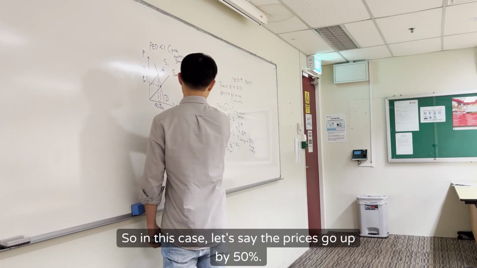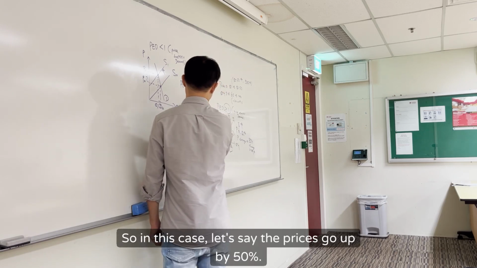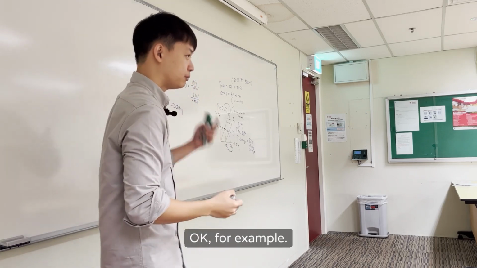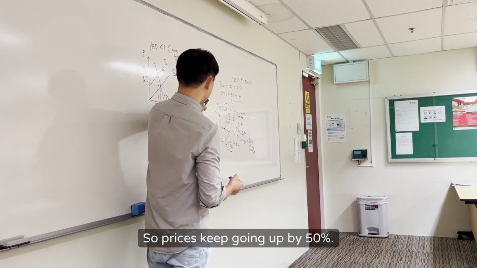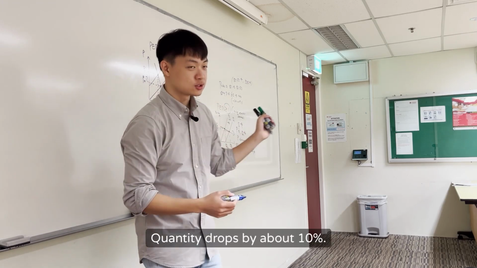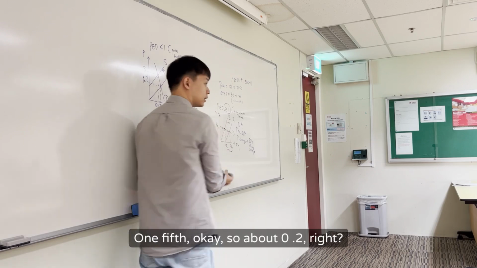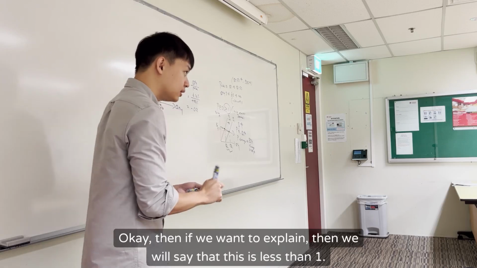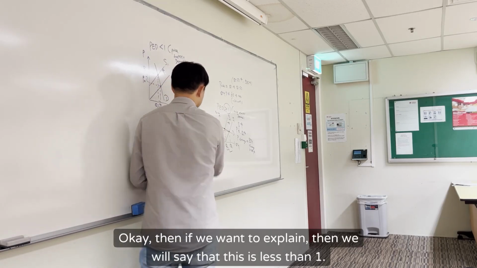So in this case, let's say the price goes up by 50%, the quantity drops by about 10%. For example, for cigarettes. So the price keeps going up by 50%, quantity drops by about 10%. So what is the PED value here? 1/5. So about 0.2. Then if we want to explain, we will say that this is less than 1.